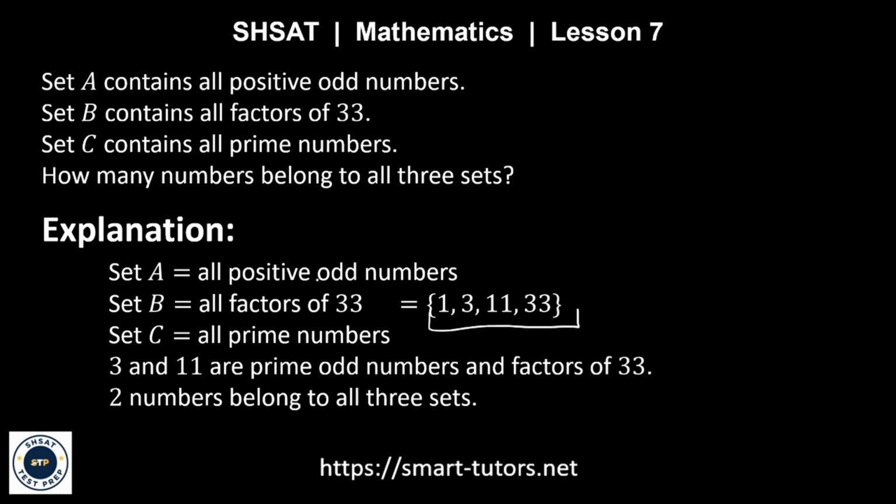A is all positive odd numbers, so all of these factors will go into A. C has all prime numbers, so we have to see which of these are prime. 1 is not a prime number because 1 cannot be a prime number. 33 is not a prime number either, because it has factors like 11 times 3. And 3 and 11 are prime numbers because they don't have any other factors besides themselves and 1. So 3 and 11 are the prime, odd factors of 33, so those two numbers belong in all three sets.